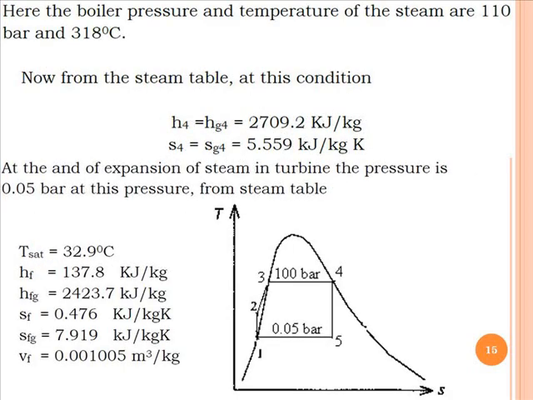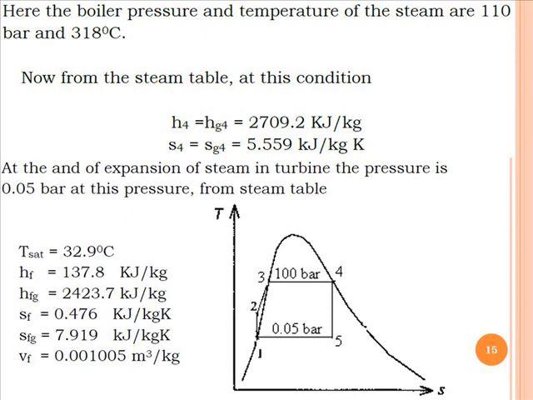So dear friends, in this case we have to refer to the steam table, and when we refer to the steam table we can see that at 110 bar pressure and 318 degrees Celsius the available steam is dry saturated steam. So how can we find out that part? We have to refer to the 110 bar pressure. Corresponding to 110 bar pressure, the saturation temperature is around 318.